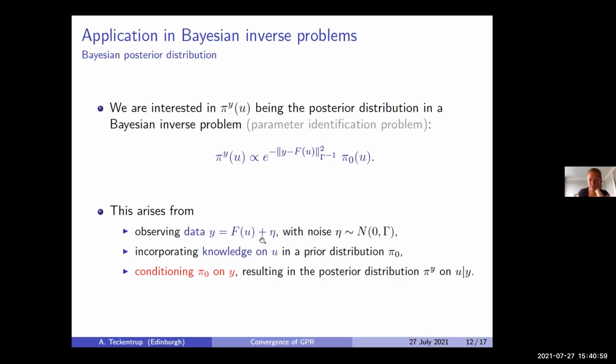Then we can again solve this using a Bayesian procedure. We put some prior knowledge on u in some prior distribution, calling it pi 0. To find the posterior distribution of u given y, we take our prior and condition it on the observed data y. In this particular setup, when the noise is Gaussian, you would get a posterior distribution of this form here. So the posterior is proportional to the likelihood times the prior.